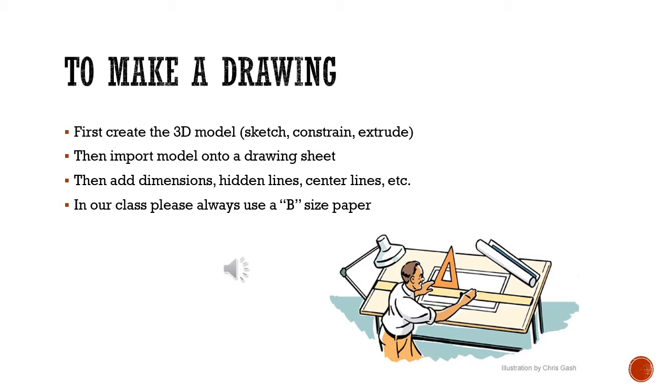Another thing that's different about 3D modeling is we're not going to start with a drawing. First of all, we make a 3D model. Then we take that model and put it onto a drawing sheet. Once it's on the drawing sheet, we'll add the dimensions and the other features to it. In this class, I want to make sure you always use a B-size piece of paper.